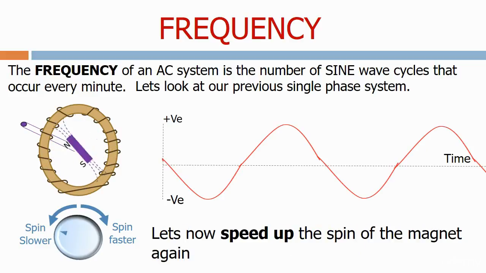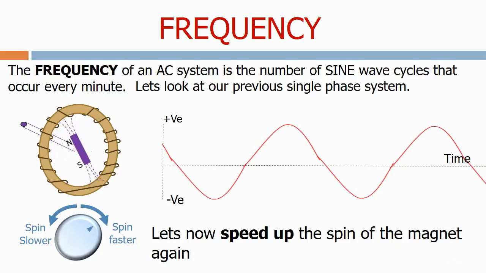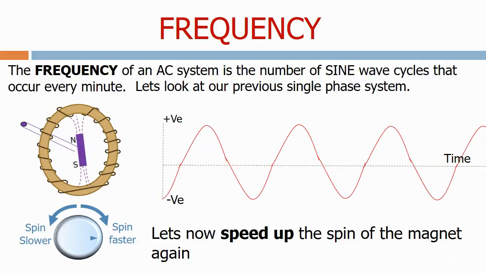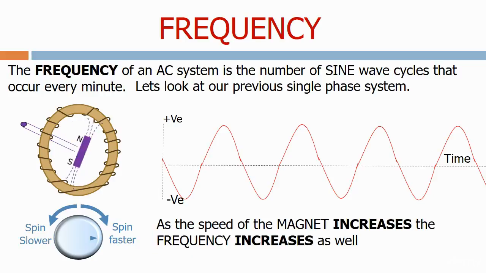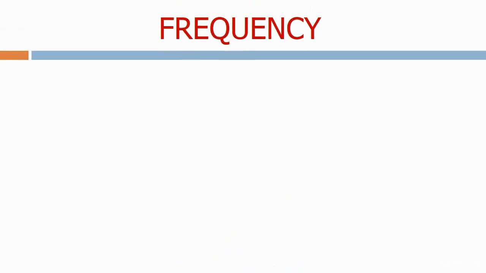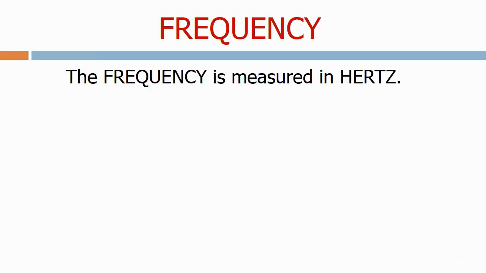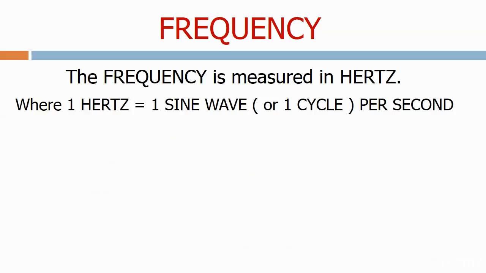Let's now speed up the spin of the magnet again. As we can see, the sine wave is shrinking again. As the speed of the magnet increases, the frequency increases as well. The frequency is measured in hertz, where 1 hertz equals 1 sine wave or 1 cycle per second.